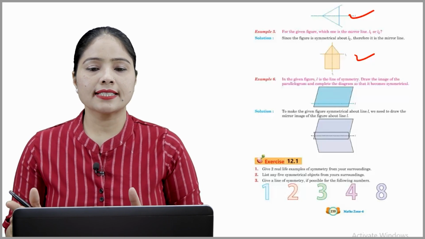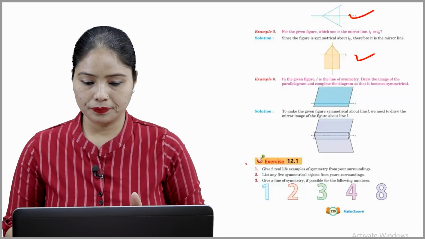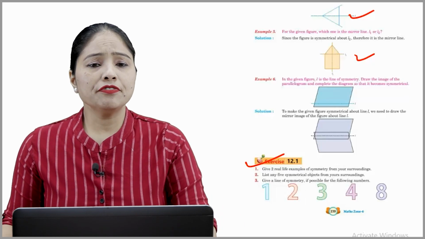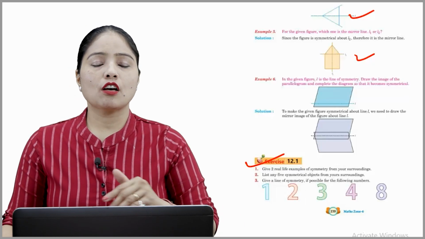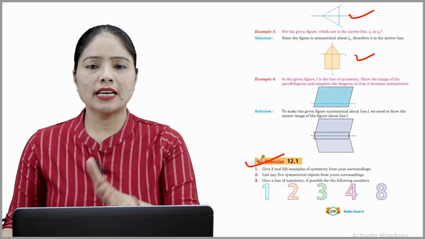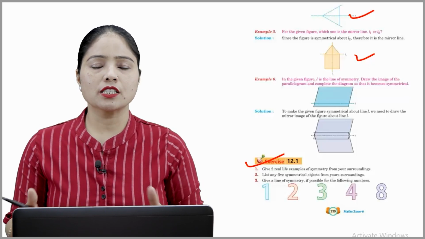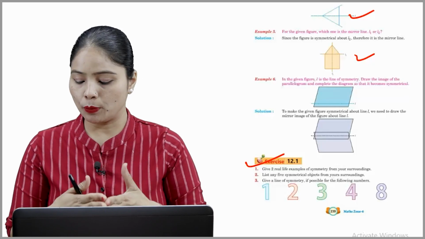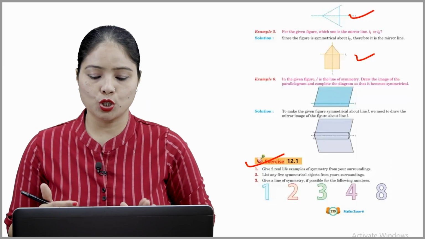Now move on, exercise 12.1. Give two real examples of symmetry from your surroundings.